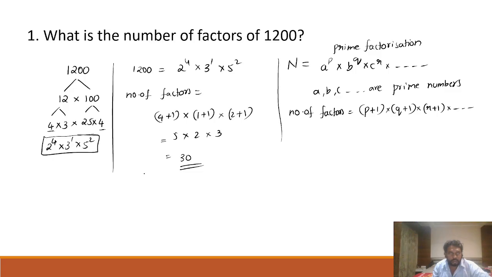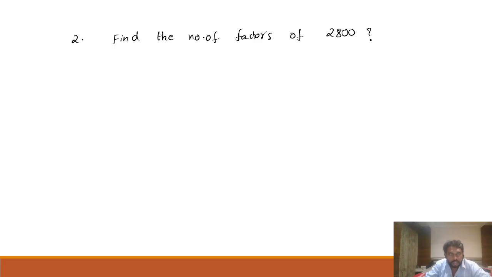Clear? Fine. The question I want you to practice is the same: find the number of factors of, let's say, 2800. You try it. Clear? Fine. Let's move on to the next. I hope you have done this problem and you're moving to the next problem.